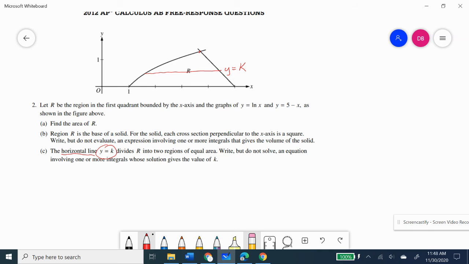k. Now, you have a couple of options here. You already found the area of R in part A. So if you want, you can say that, well, let me write down, in part A, we had gotten 2.985, or 2.986. That number divided by 2 must be equal to the integral.